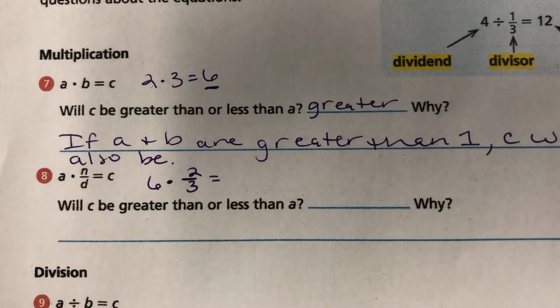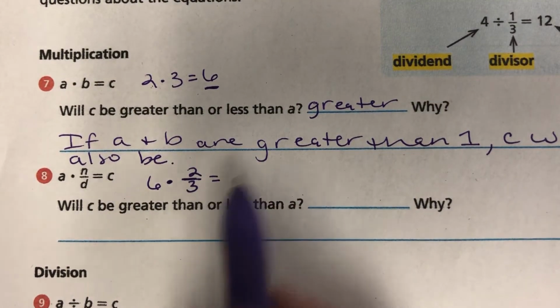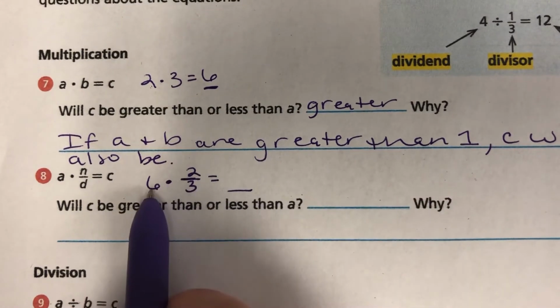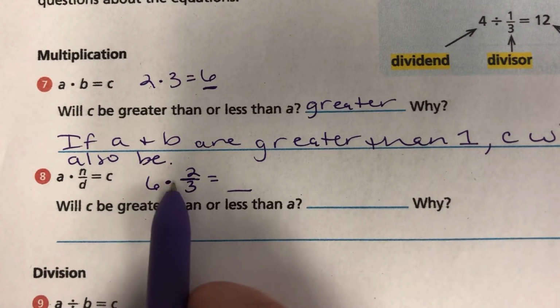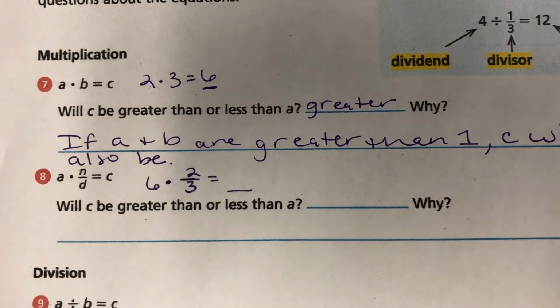And yes, you should write that. All right, so the question is: is this answer right here going to be more or less than 6? It is multiplication. I'm multiplying 6 by 2/3. Is it going to be more or less than A? So you can take your guess.